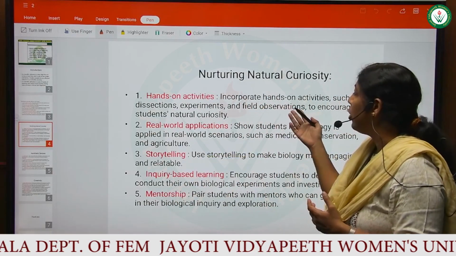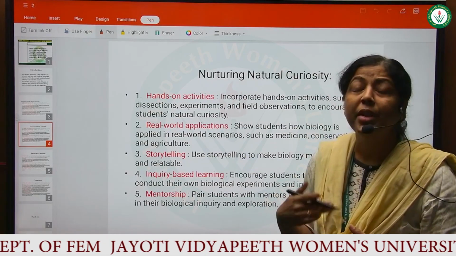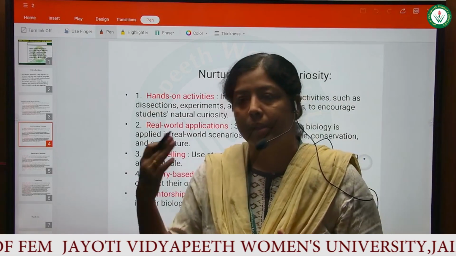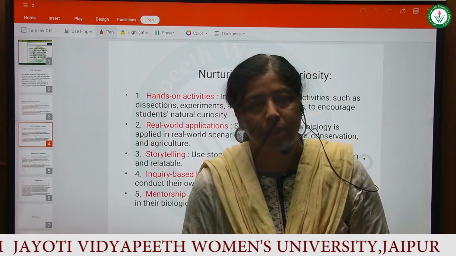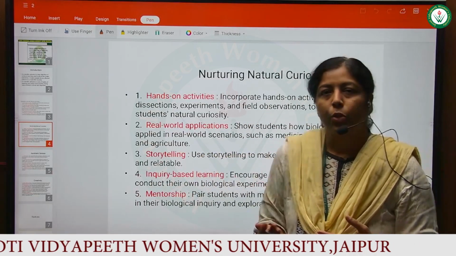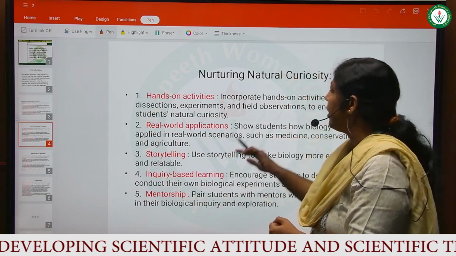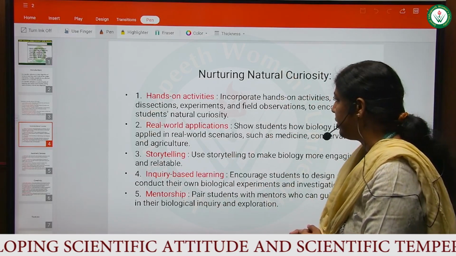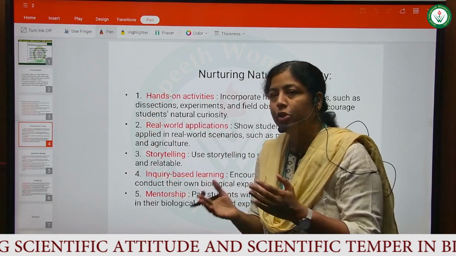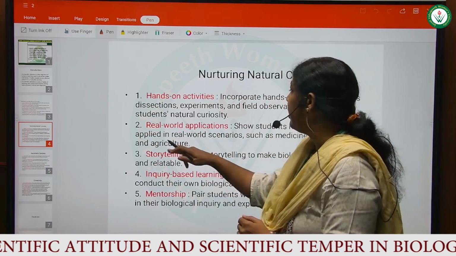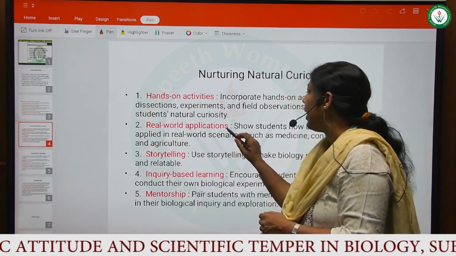At the same time, field observations, when they go to national parks, biodiversity reserves, or any crop field, they can go through the field observations where they can develop their natural curiosity. Then connecting them to real life situations.